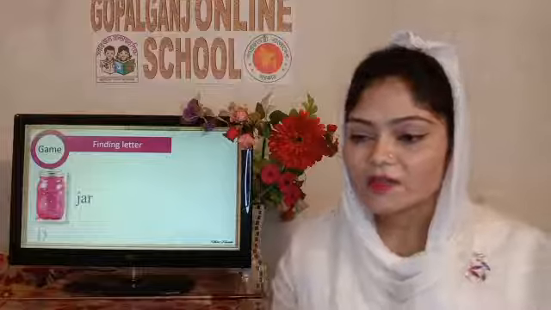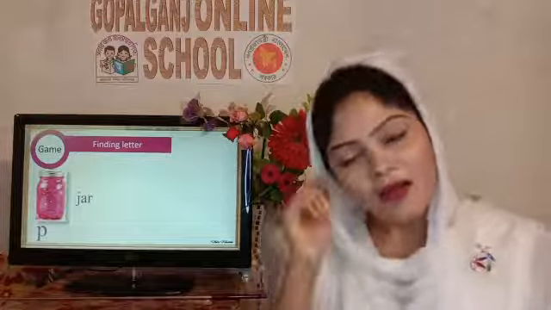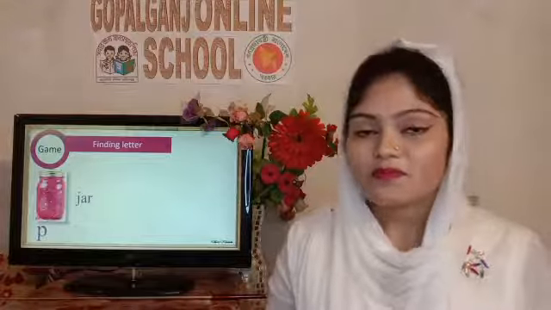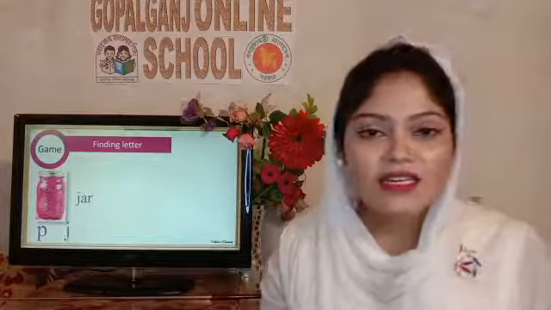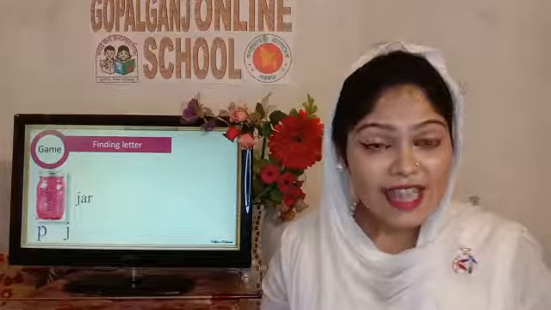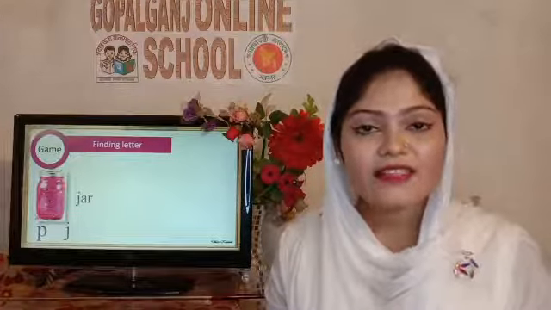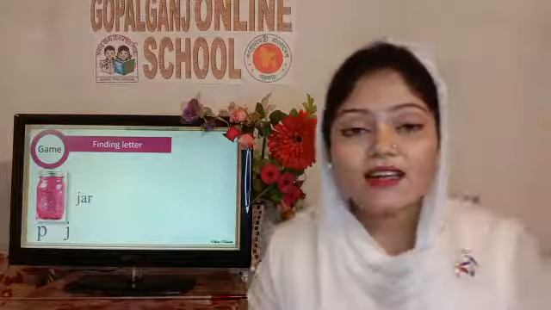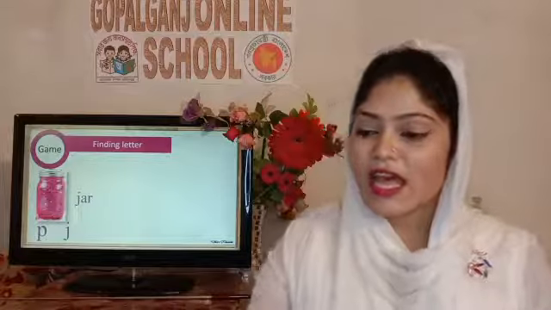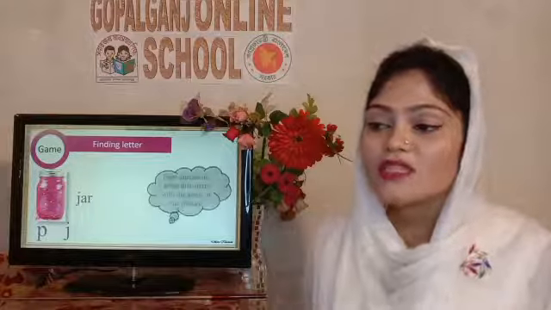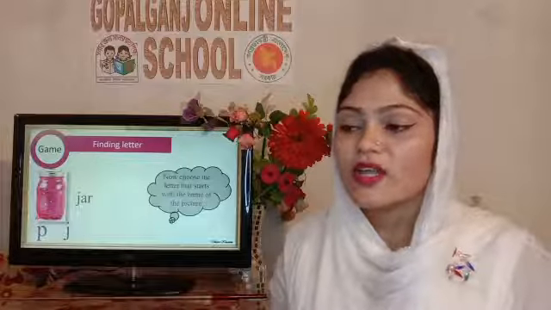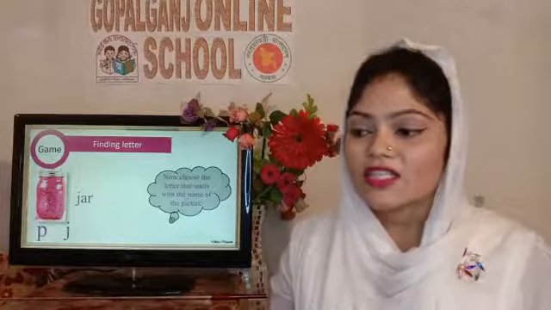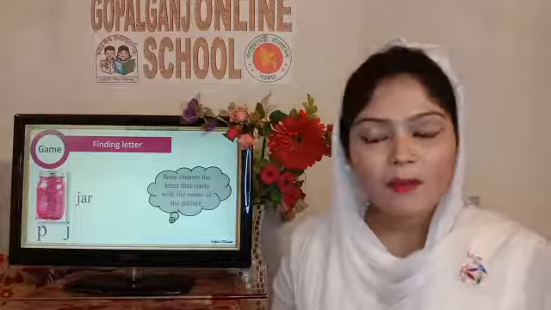First one is p, and second one is z. There are two letters, and now choose the letter that starts the name of the picture.